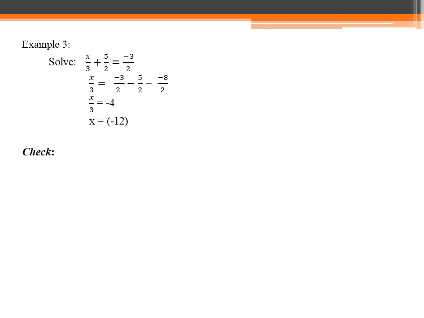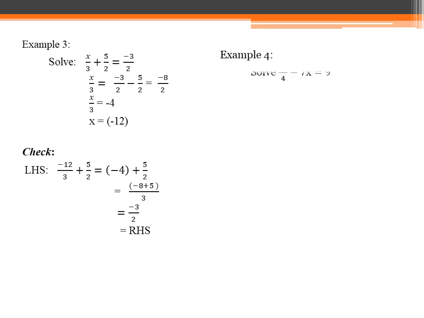Later we can check whether your answer is correct or wrong by substituting the value of x in this equation. While substituting, LHS we will get the value as negative 3 by 2. Then RHS also negative 3 by 2. Therefore, our answer is correct.